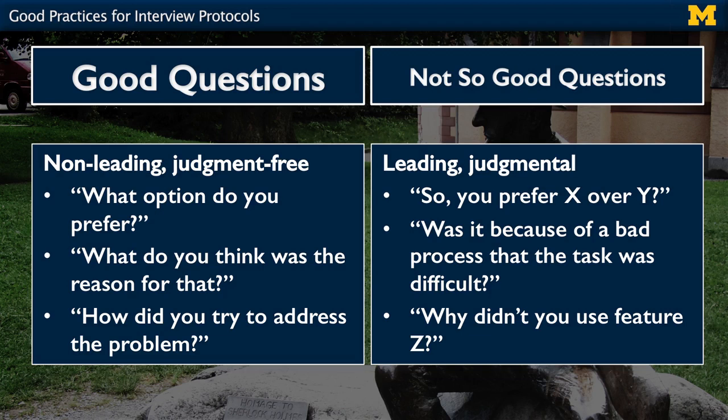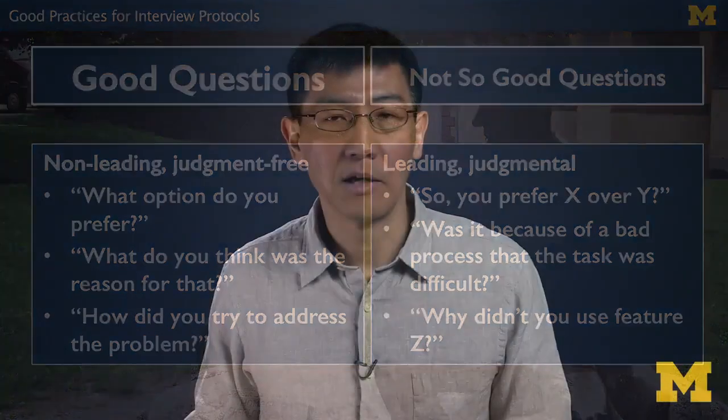Another category is, how did you try to address a particular problem? As opposed to, why didn't you use feature Z? The problem with this second question, again, is that it's a little bit judgmental. It's suggesting maybe that the interview participant should have known that they should have used that feature, and that can sometimes make them defensive, which is not what you want during the interview process. To the extent possible, you want people to feel extremely open and free and to connect with you in such a way that they can tell you things that they might not otherwise tell other people.